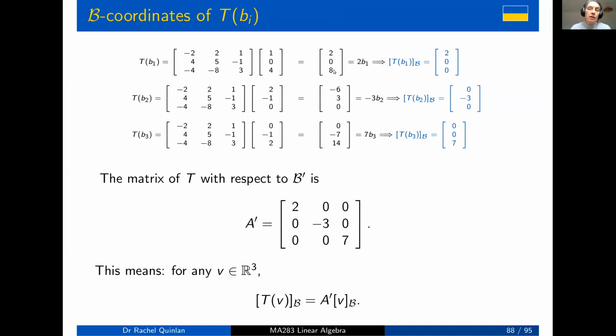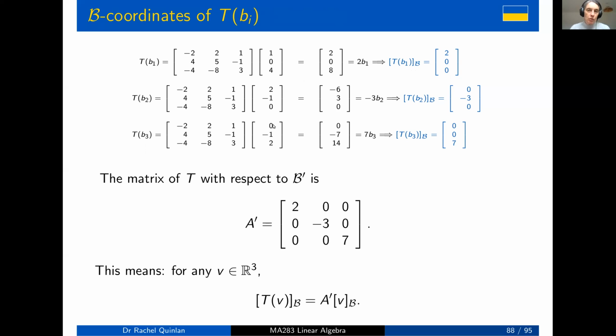That means that the first column of the matrix of T with respect to B is going to be just 2, 0, 0. That's saying that the image under T of the first basis vector is 2 times the first basis vector plus 0 times the others.